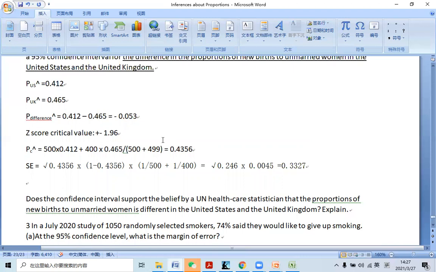And for the 95%, you want basically 1.96 standard deviations. Let me double check my computation, make sure I do it right. Well, I don't have time, so let's see. Basically, the confidence interval.